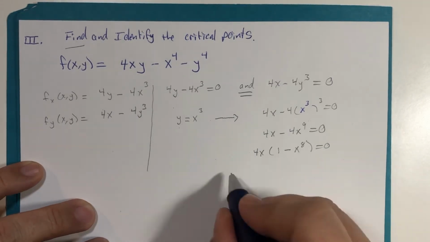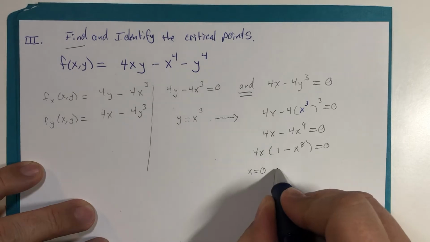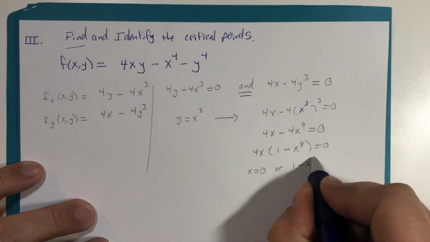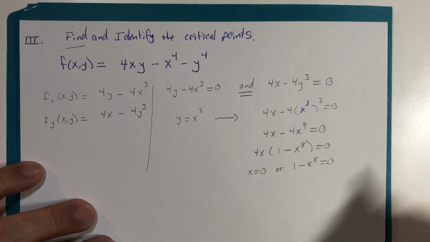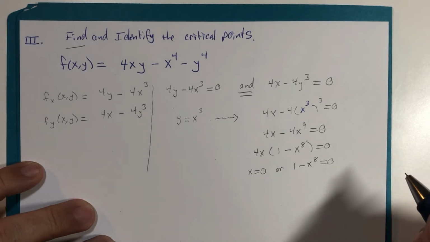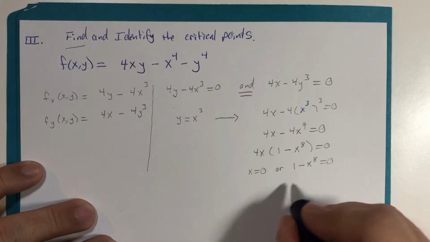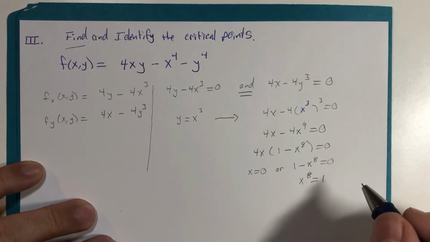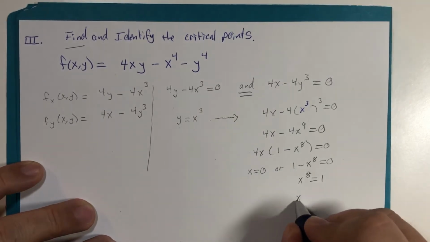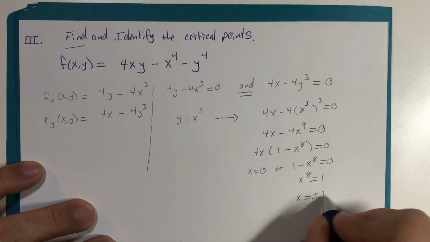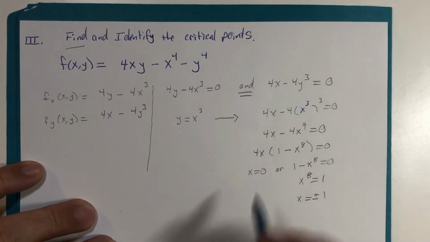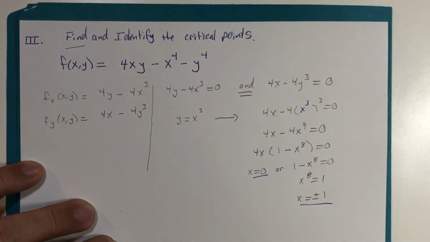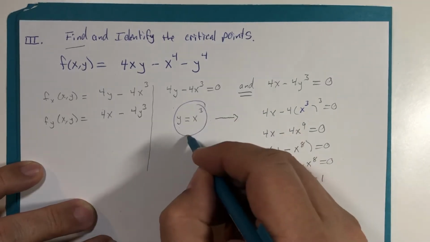So either x is 0 or 1 minus x to the 8th is 0, our zero factor property, one of the biggest in all of mathematics for us to this point. x to the 8th equals 1, and we have an even root, and that means when we take the 8th root, we will have two possibilities. There are 1, 2, 3 separate x values that could generate critical points. And we'll link those together with what y equals.